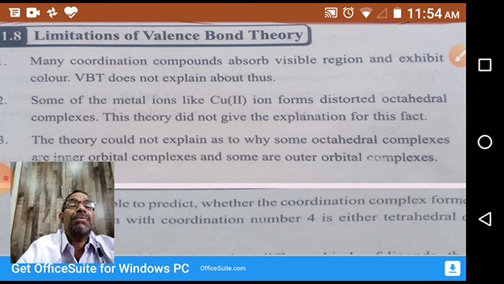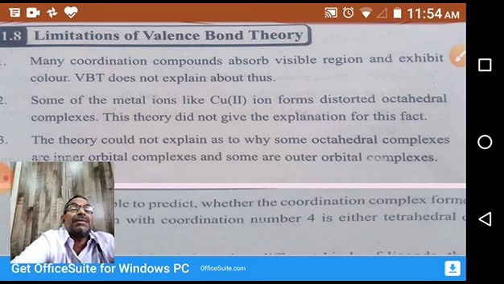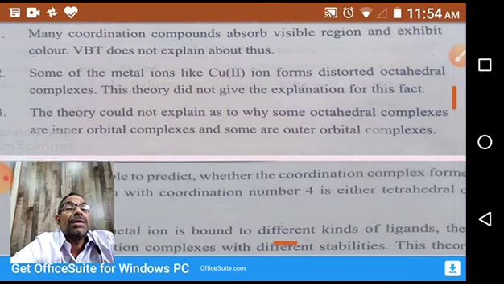Second, some metal ions like copper plus 2 form distorted octahedral complexes. Generally when we observe the shape of a copper(II) complex, it is not a regular octahedron. It is distorted, somehow disturbed in shape. Why is the structure of this octahedron distorted, with elongated bonds? There is no reason given for these elongated bonds in copper(II) complexes. So the distorted octahedral structure is not explained by this theory. This is one of the important drawbacks.